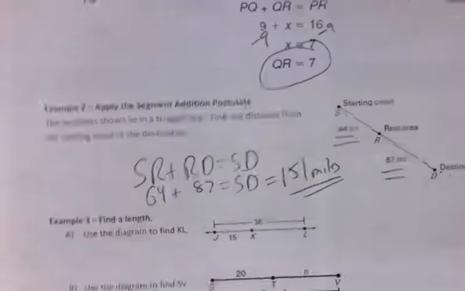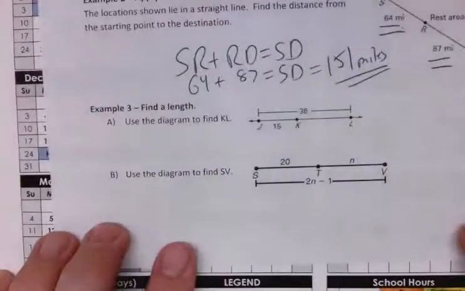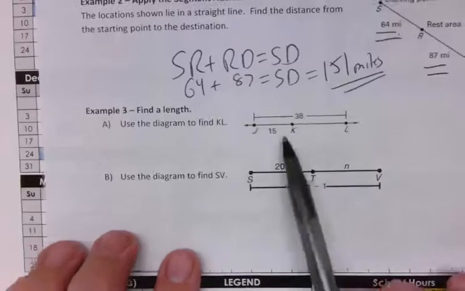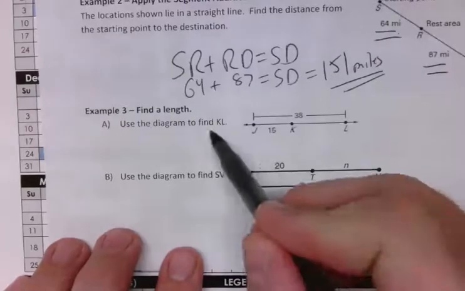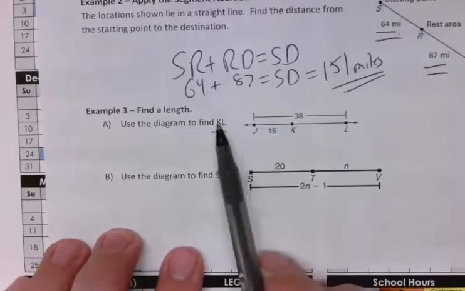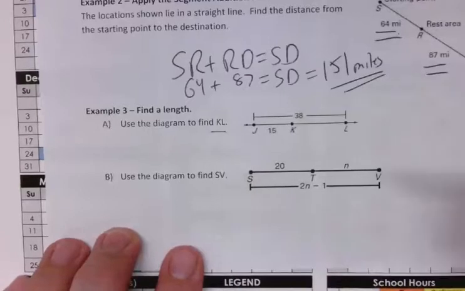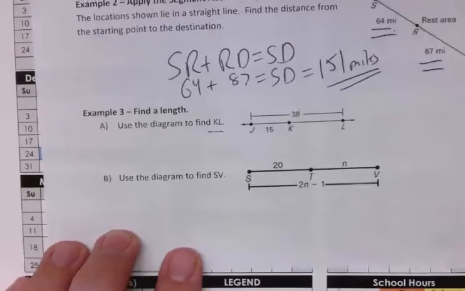All right, last couple here. They actually gave us the diagram. Everything's labeled for us nicely. They don't always do that, but in this case they did. And we have to find KL. Again, KL by default is the distance from K to L. So I know big is 38, I know one of the littles is 15.